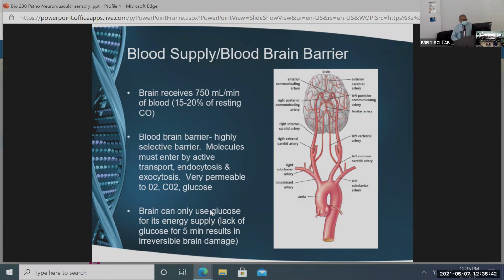Okay, and this is the blood supply. Please remember. Subclavian artery, look at the subclavian artery giving rise to my vertebral arteries. Vertebral arteries merge together to form the basilar artery, and we do have the internal carotid artery also.